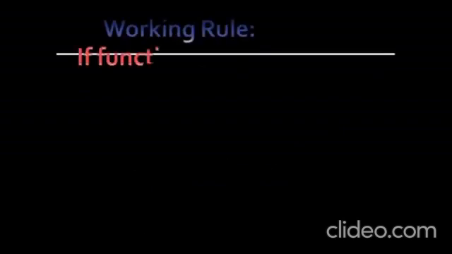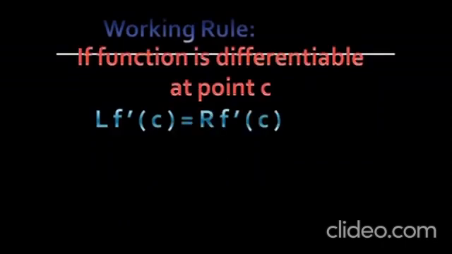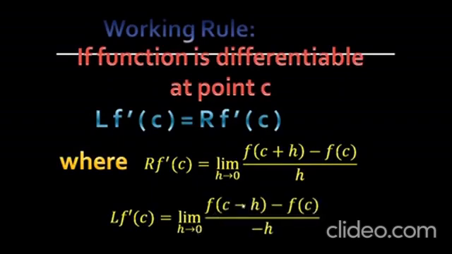Afterwards, we have to read about the working rule. In the working rule, we can write a function is differentiable at the point c if the left hand differentiability is equal to the right hand differentiability at the point c. You know the formula of it. R f dash c is equal to the limit h tends to 0 of f(c plus h) minus f(c) upon h, and the left hand differentiability is the limit h tends to 0 of f(c minus h) minus f(c) upon minus h. If both are equal, the function is differentiable.